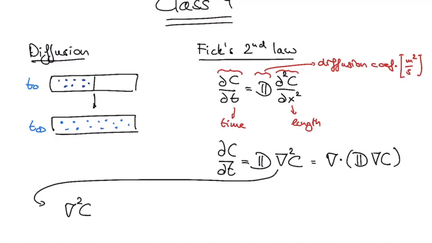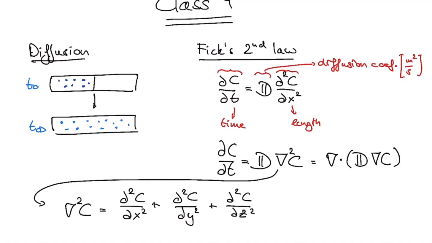Okay. So this would be d2c/dx2 plus d2c/dy2 plus d2c/dz2. Right, so it's just the partial differential equation, right? So that's why we have a delta and we don't have the straight d's, right?